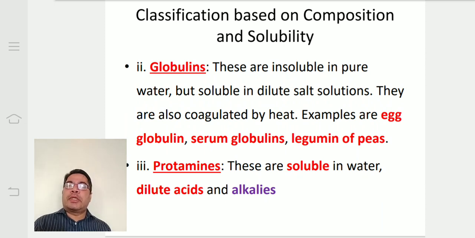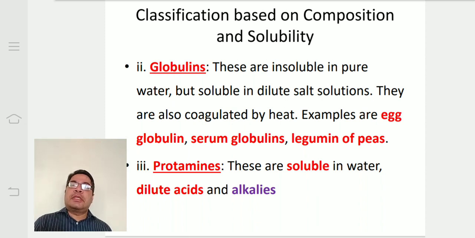Second is globulins. These are insoluble in water but soluble in salt solutions. They are also coagulated by heat. Examples are egg globulin, serum globulins, and legumin of peas.